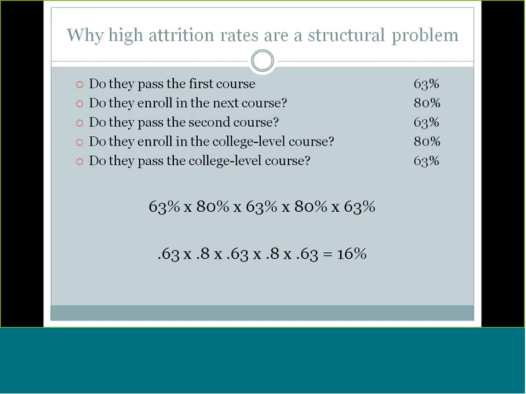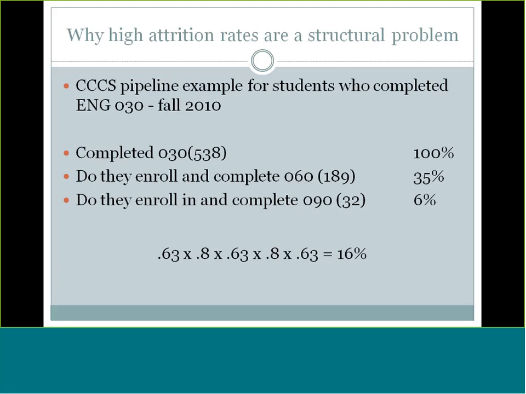And at the end of just two courses behind college-level, we find that only 16% of our original population is going to make it through that college-level course. And for students who are three levels below, you can add another 0.8 and another 0.63 to that particular equation, and the number starts shrinking even more. So we know that for students who have a long time in the sequence, it's not all about instruction. There are some instructional things going on, but bigger than that, we need to address some of the pipeline issues around how we structure courses and how we schedule students.